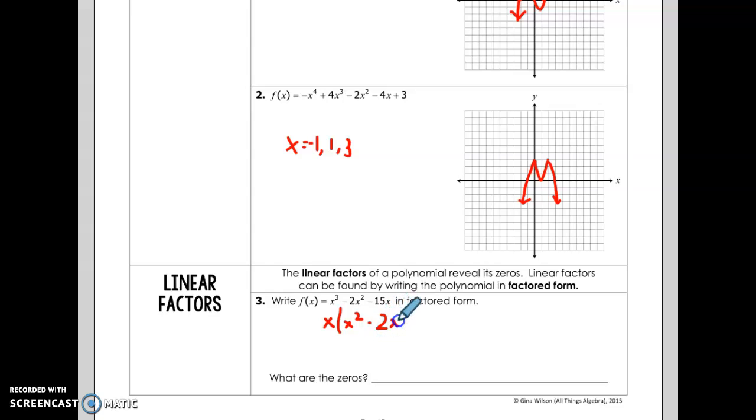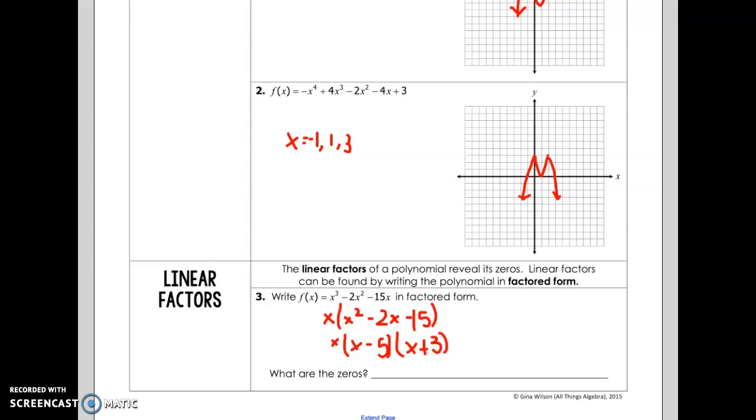The next thing I'd be looking for are factors of negative 15 that add to give me negative 2. Okay, and I believe that those would be negative 5 and 3. Okay, so those are factored form, and I'm trying to write as quick as I can on here, but again, this is not the easiest to do, so sorry about the not very pretty writing. But we've got x times x minus 5 times x plus 3.